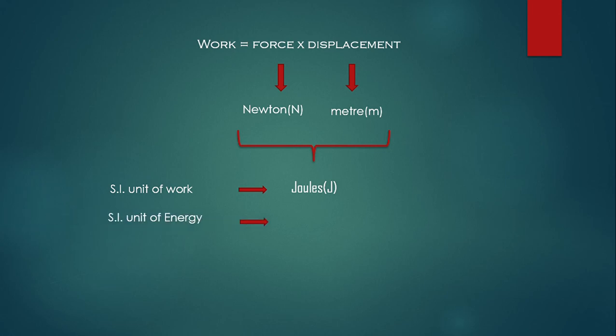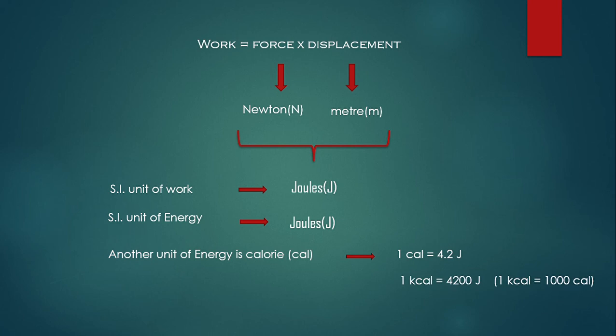Now the SI unit of energy is also joule. Energy has another unit. It is not the SI unit, but it is mostly used. It is called calorie. So what is the relationship between calorie and joule? 1 calorie is approximately 4.2 joules. Now calorie is a very small unit, so a larger unit has been used, which is called kilocalorie. So 1 kilocalorie is 4200 joules. Alright, we'll stop over here.